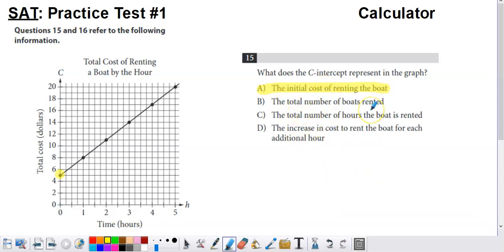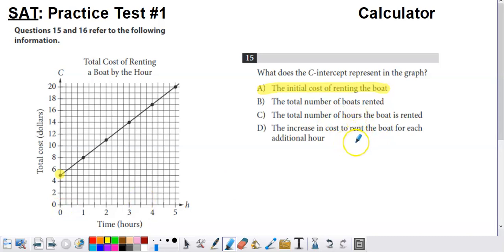The total number of boats rented, that doesn't make sense at all. This number on the c-axis is measured in dollars. It's not measured as number of boats. So that doesn't make any sense. The total number of hours the boat is rented, well, no. The numbers on the c-axis represent costs. They don't represent total number of hours.